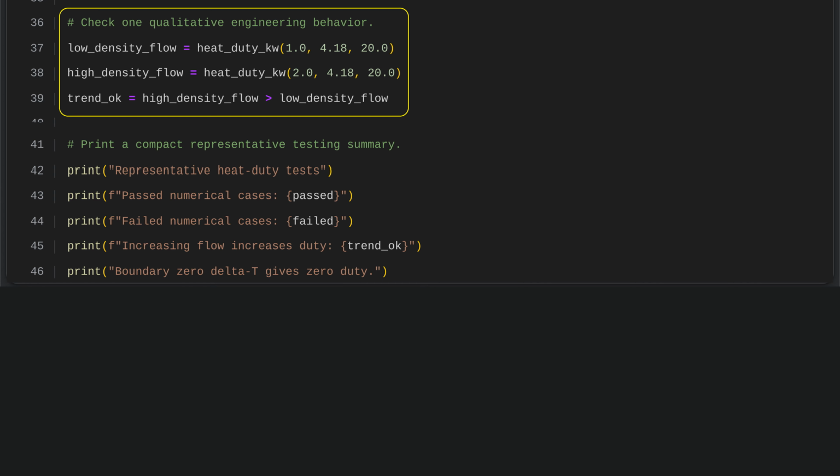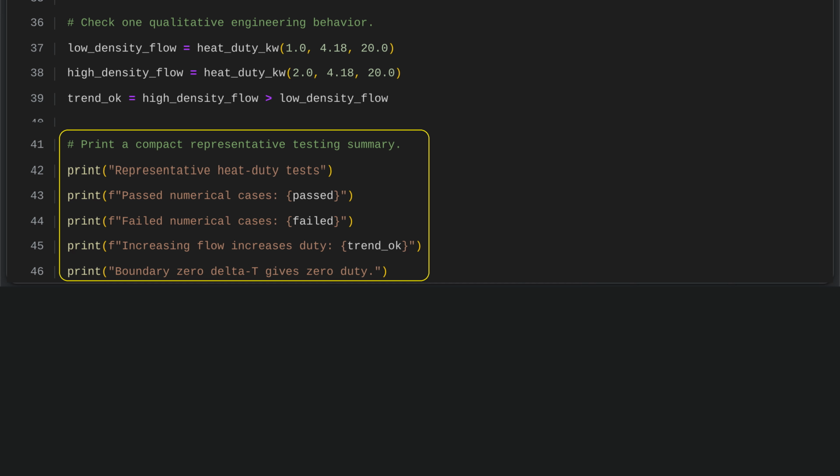To check the expected engineering behavior, compare heat duty at two flow rates while keeping specific heat capacity and temperature change the same. The calculation shows that doubling the flow rate from 1 to 2 kilograms per second increases the heat duty, confirming that higher flow requires more heat transfer.